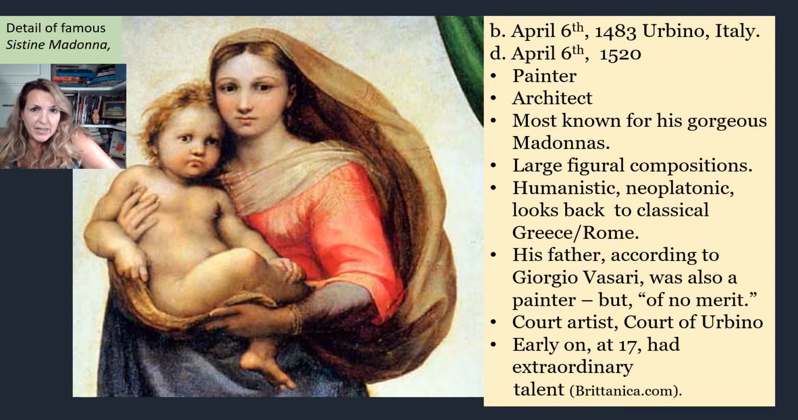Born in 1483 in Urbino and died in 1520, so just at the end of that so-called High Renaissance. And painter, architect, large figural compositions, some of them really large. Humanistic, Neoplatonic, which means it's looking back to classical Greece and Rome. And his father, according to Vasari, was also a painter, but of no merit. In any case, early on he was producing extraordinary art, and early on he was producing art for important people.